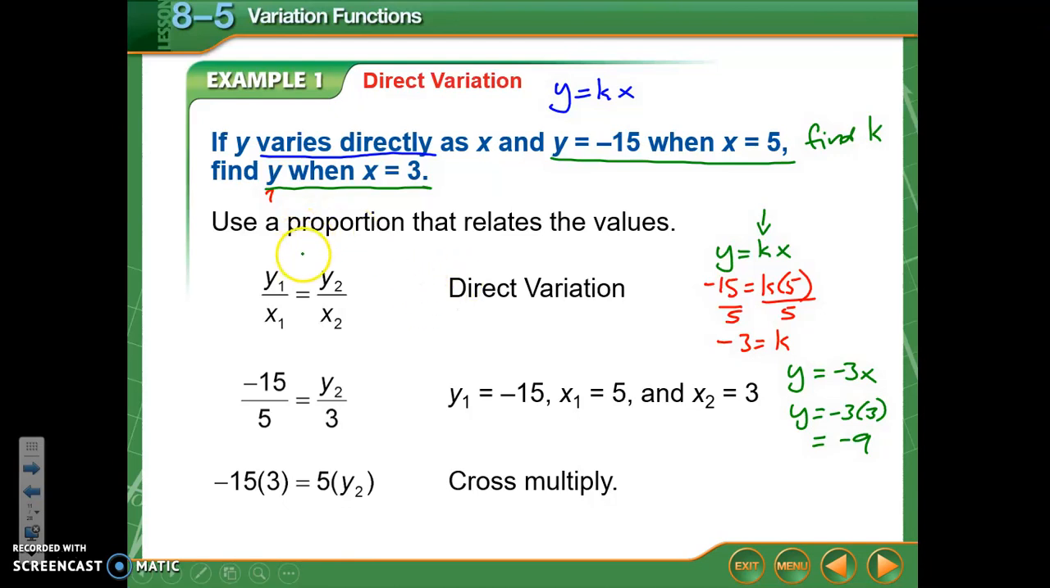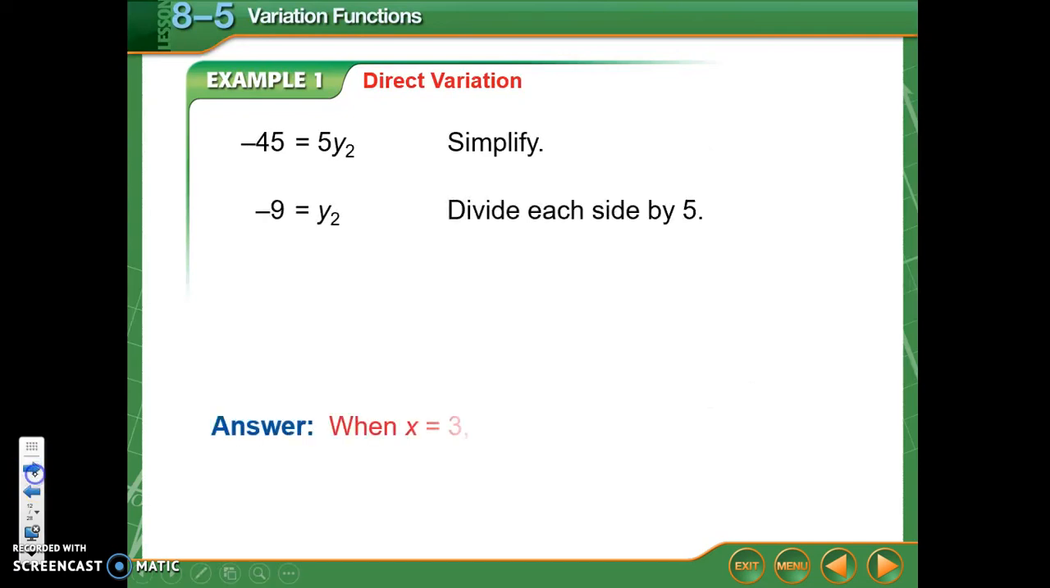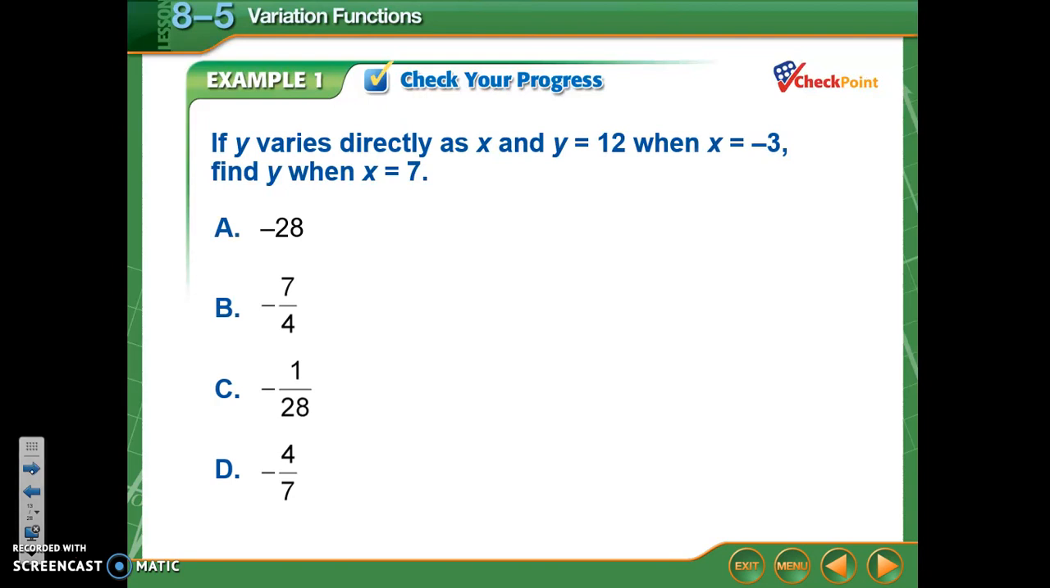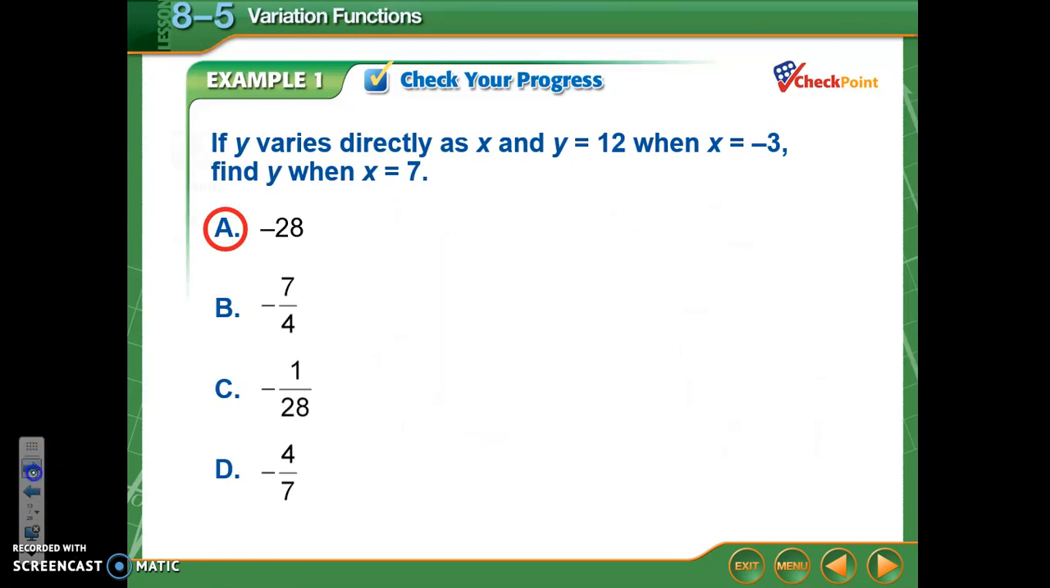So you can choose either way. You can either do the direct variation proportion, which is y1 over x1 equals y2 over x2, or you can use the direct variation general equation to set this up. And you get negative 9 either way. All right, so you guys try this one. You can choose which way you want to do it. The answer here is A, negative 28. And here I show you both ways to do it, with the proportion or with the equation.